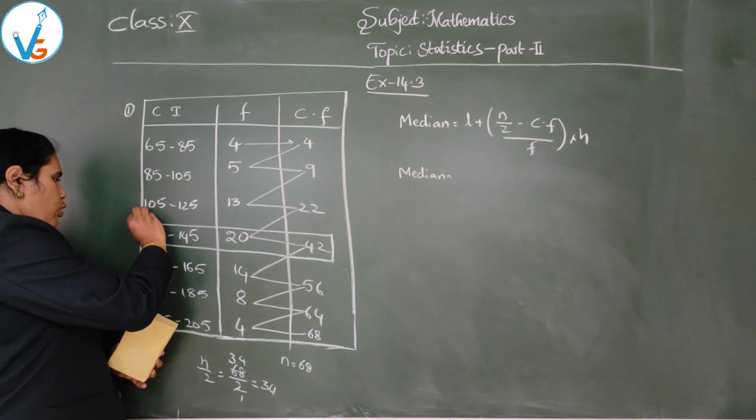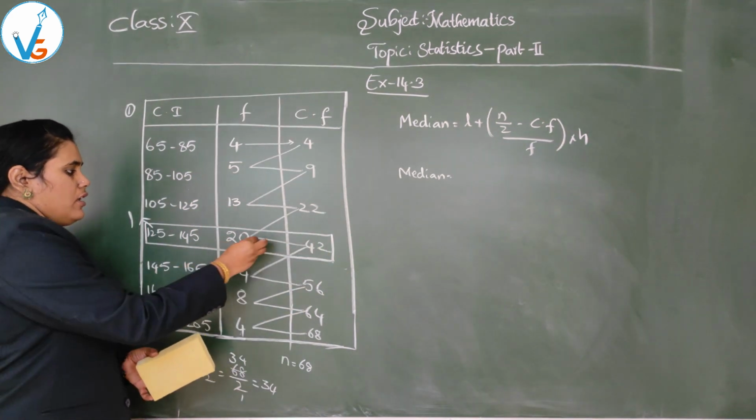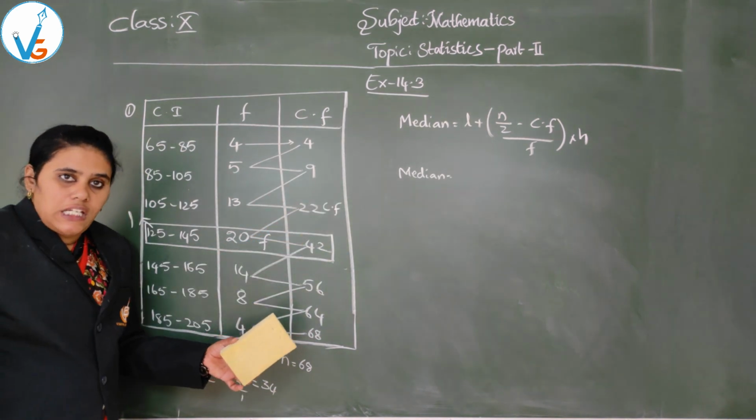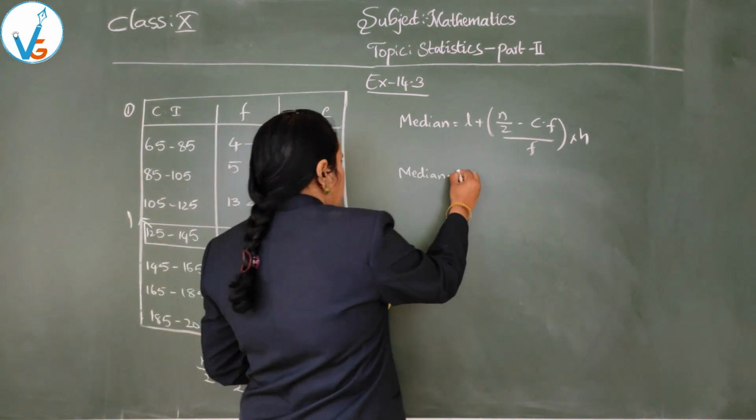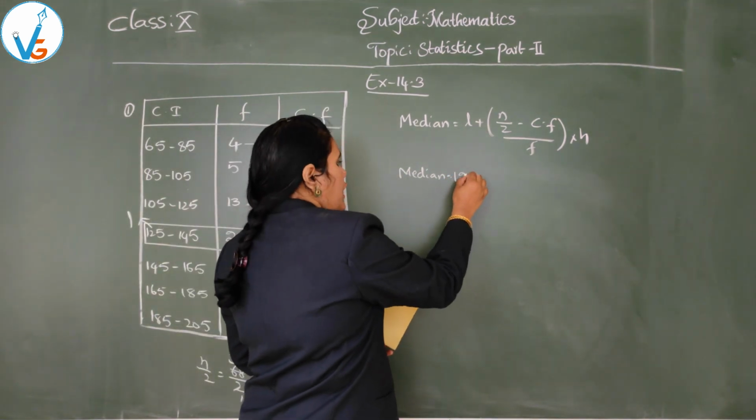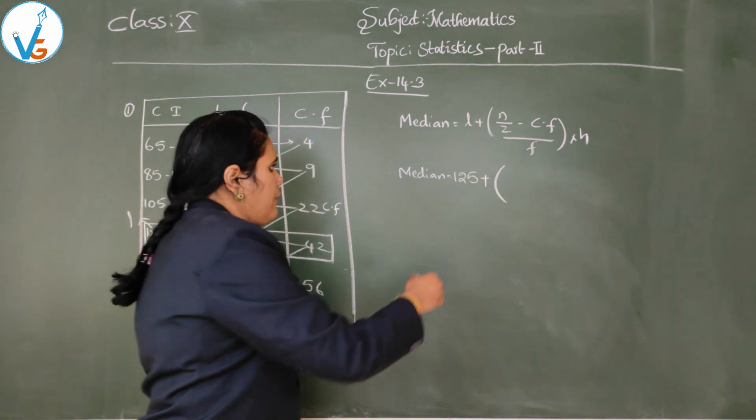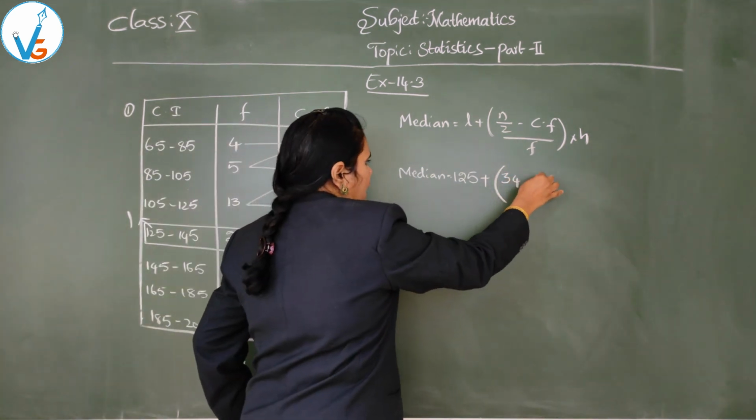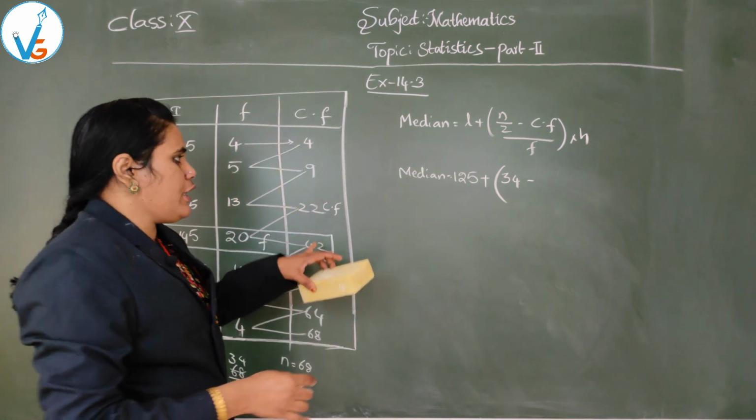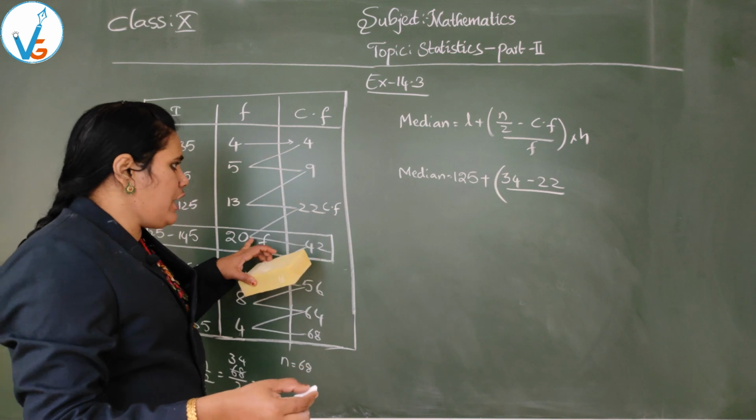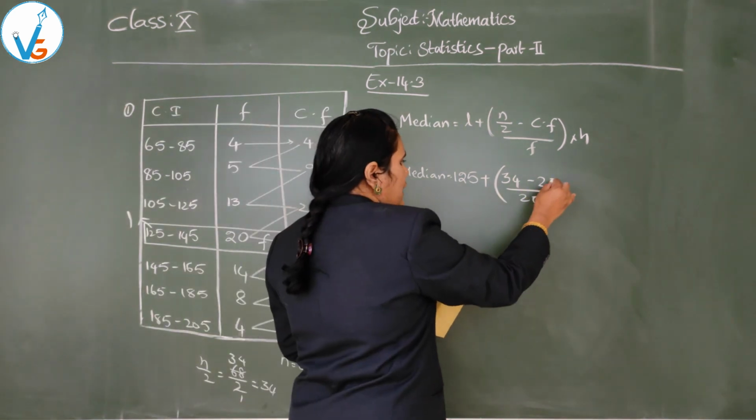Now, what is the lower boundary? This is your lower boundary, this is your frequency, and this is your cumulative frequency. Now substitute in the formula. The lower boundary is 125 plus N by 2, which is 34, minus CF, which is 22, by F. F is 20. What is your class height?